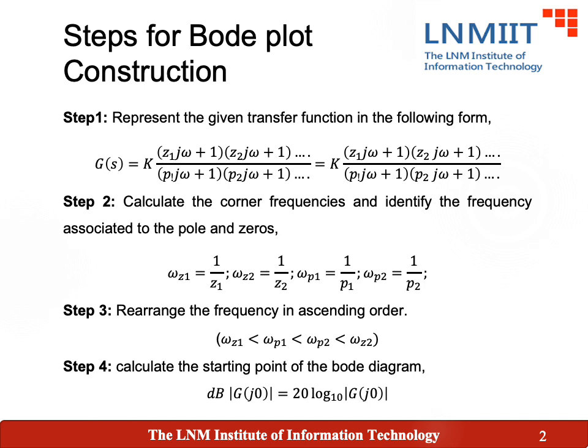If you have represented your transfer function in this form, then the corner frequencies can be calculated as 1 upon z1, 1 upon z2, 1 upon p1, 1 upon p2. Also note that you should identify which frequency is associated with a zero or a pole.